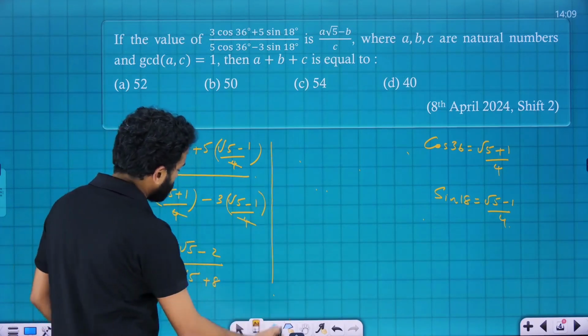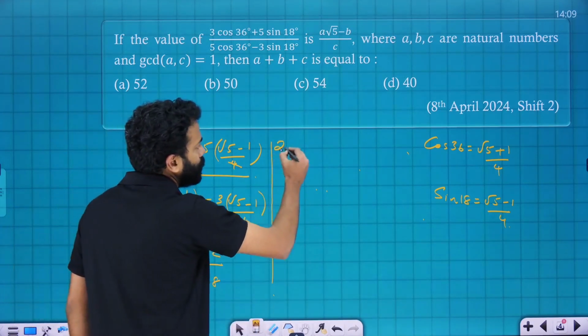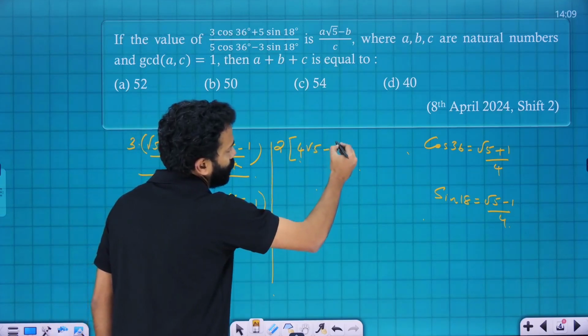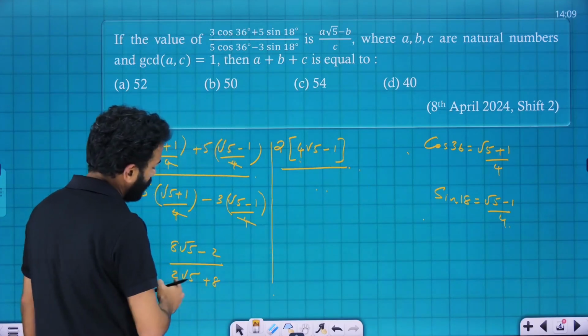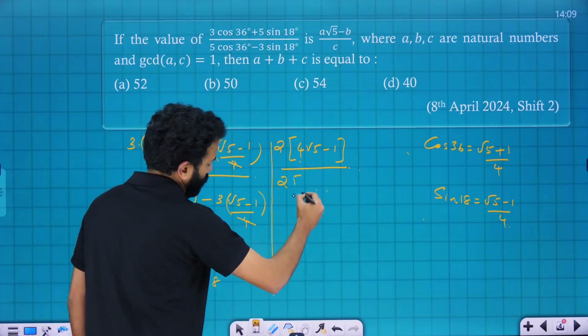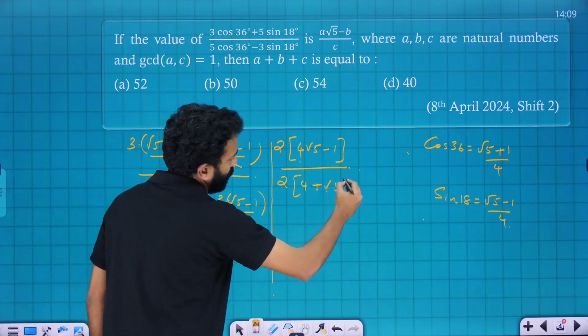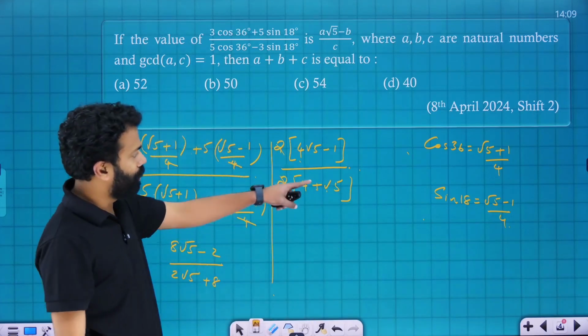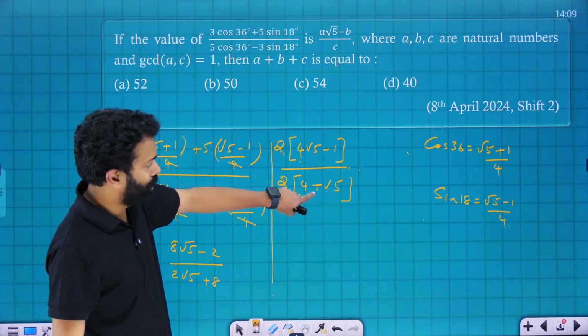It will be 2 into 4 root 5 minus 1, divided by 2 into 4 plus root 5. We can cancel this and this. And afterwards, we need to multiply by the conjugate of the denominator.